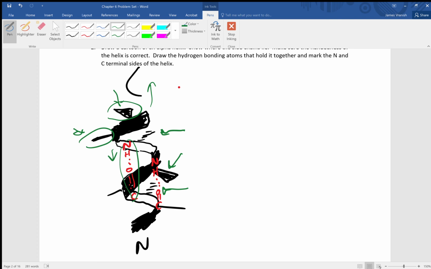And hopefully you're aware there would obviously be many more of these hydrogen bonding NHs and COs on the backbone here of the alpha helix. I'm only showing 2 just for emphasis.